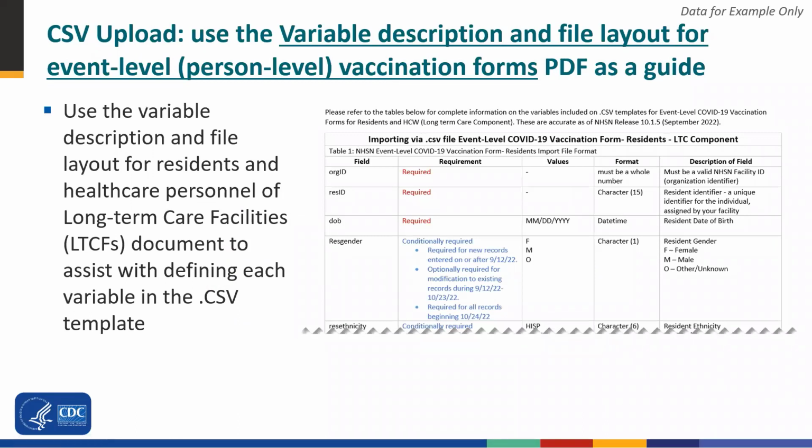A really important resource for CSV upload available under that link is the variable description and file layout for event level, person level vaccination forms. It's a PDF that looks like the screenshot on the right here and can be really important if you are someone who is choosing to use CSV upload for the event level forms, because it describes to you which fields are required, what format needs to be used, so what you can type in each individual cell, and what it means. So it can really be helpful in addition to those examples and templates that we produce to have this pulled up as well when you're submitting through CSV.